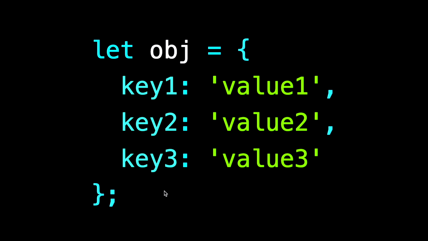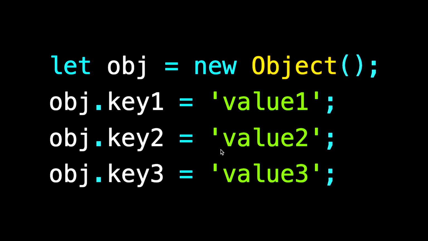So there are a few different ways to declare an object. One is the object literal syntax. This is the method we just showed, and so we have the key values like this. But we also have the object constructor, where we're going to do new Object, and then we're going to set each key individually. obj.key1 equals value 1, obj.key2 equals value 2, obj.key3 equals value 3.